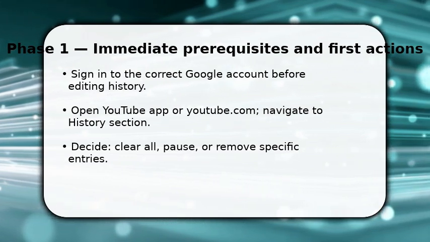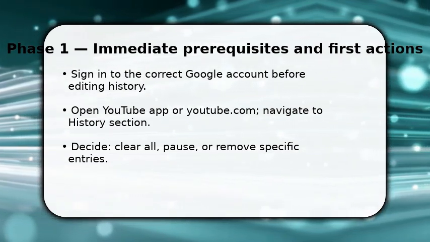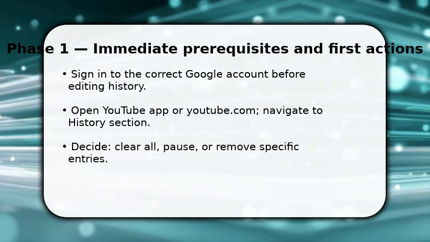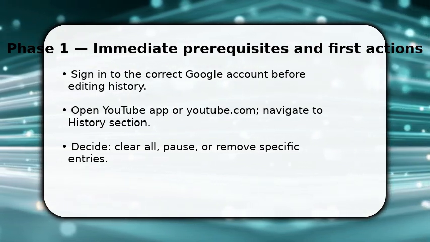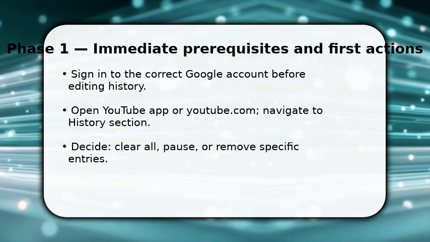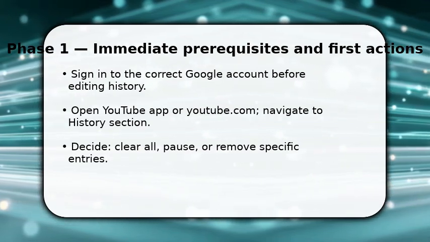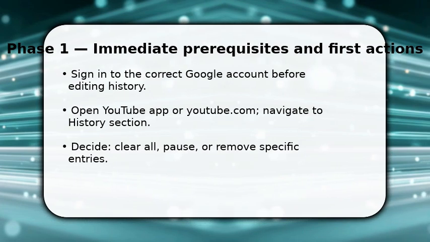To clear everything, use Clear All Search History. Make sure to confirm prompts because clearing is permanent. If you use multiple devices, repeat these steps on each or clear from Google Account Activity for universal results.